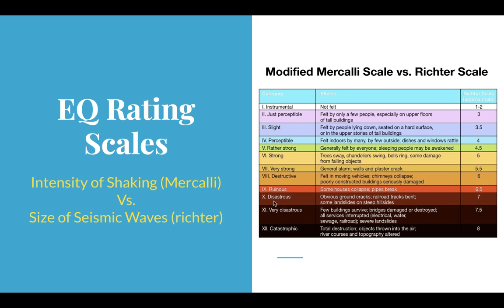There's a shake scale, that's the Mercalli scale, of how intense was the shaking. And then that is put next to the Richter scale, which is actually a measurement of the size of the seismic waves. So a large earthquake would be 4 and up. People feel earthquakes that are of 4 and higher.